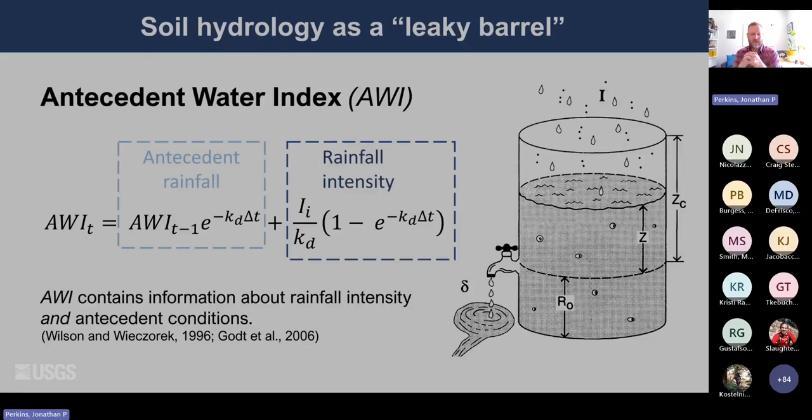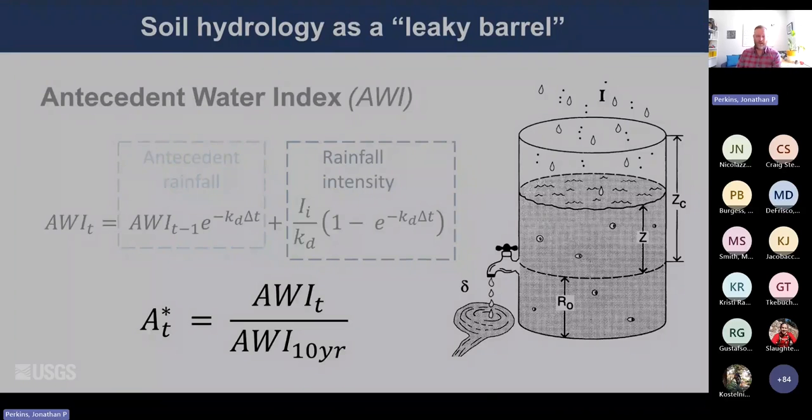And so this is cool because it's one index that captures rainfall intensity-duration relationships, and has the antecedent effect embedded within it, right? And so from there, we can do something similar to R star and instead make this parameter we call A star, which is just the AWI at time t divided by the 10-year recurrence interval of AWI at that location.